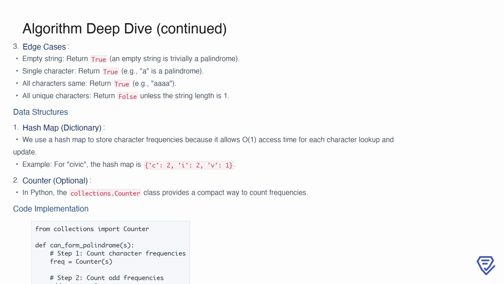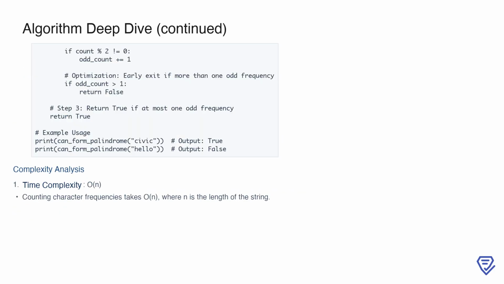To efficiently manage the character frequencies, we use a hash map or dictionary. This allows constant time lookups and updates for each character. For example, in the string "civic", the hash map is c:2, i:2, v:1. Alternatively, Python's collections Counter class provides a concise way to handle frequency counting. Let's now see how these concepts translate into code. Here's the Python implementation of the algorithm.